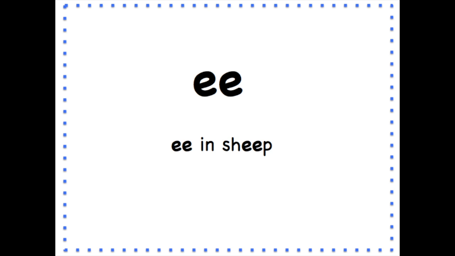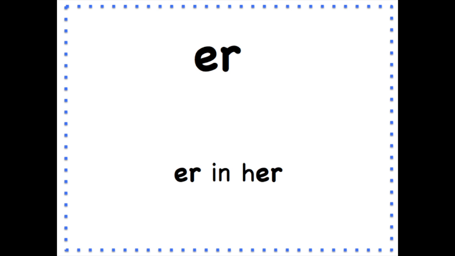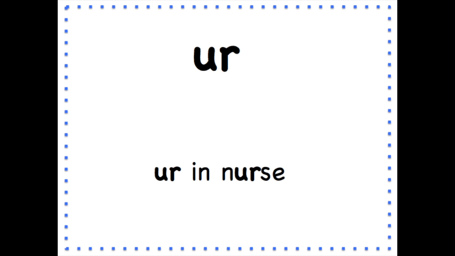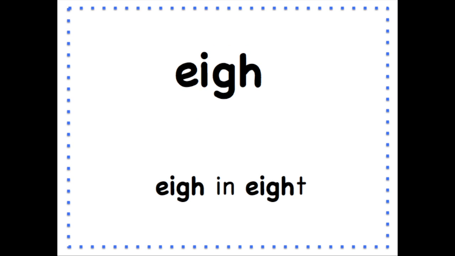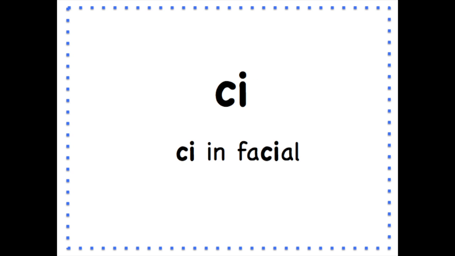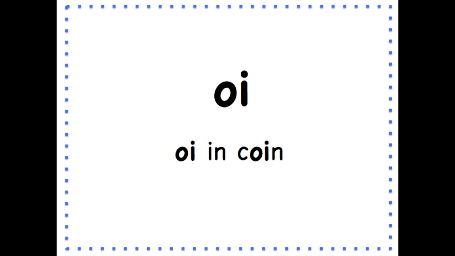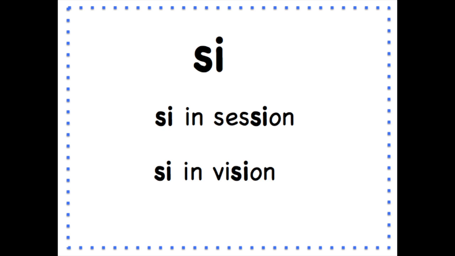E in sheep. I-R: er in first. E-R: er in her. U-R: er in nurse. E-A-R: ear in gear, er in early. E-I-G-H: A in eight. O-R: or in four. C-I: sh in facial. O-I: oi in coin. W-O-R: were in works. S-I: sh in session, zh in vision.